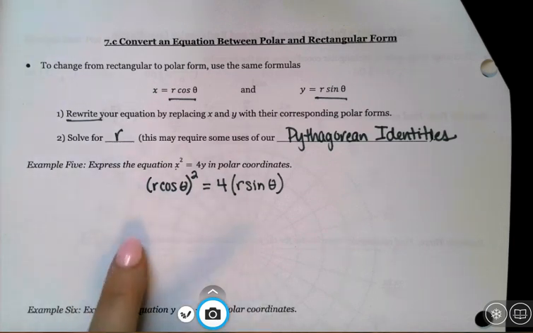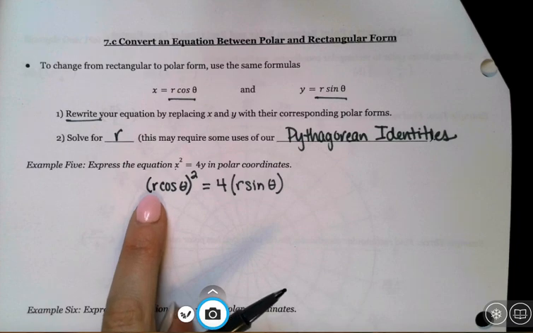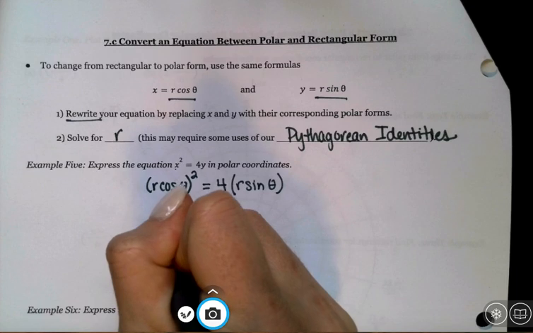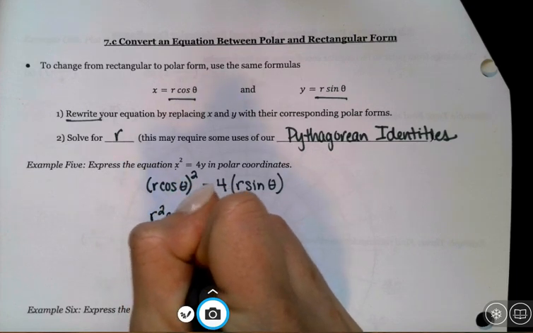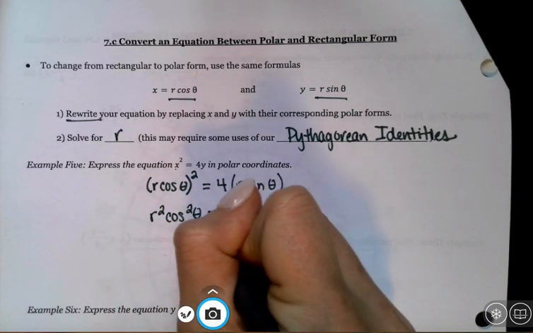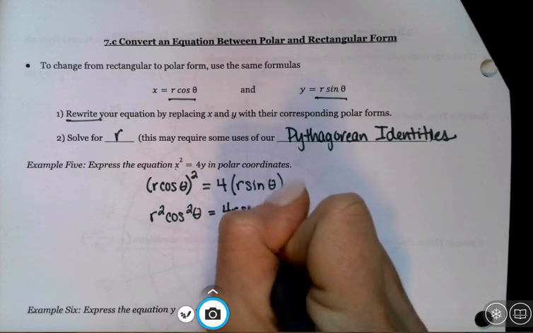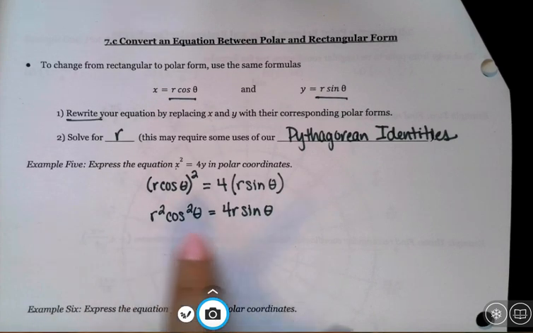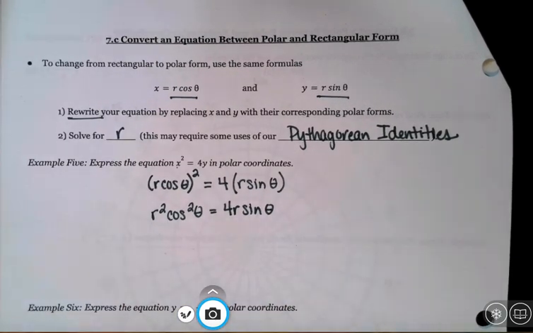Now I'm going to get rid of my parentheses. I know that both the r and the cosine are being squared, so I can rewrite this as r squared times cosine squared theta equals 4 times r times sine of theta. Now when I look at this, if I want to solve for r, I have to get all of my r's together, but I do have an r squared and an r. So what I'm going to do is divide both sides by r.